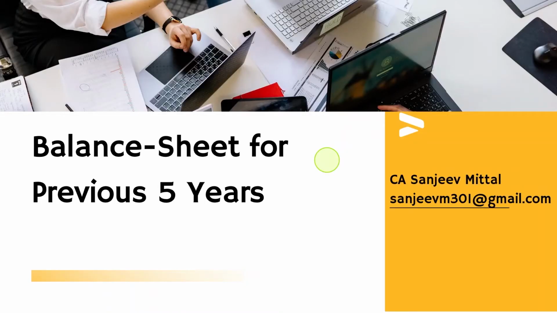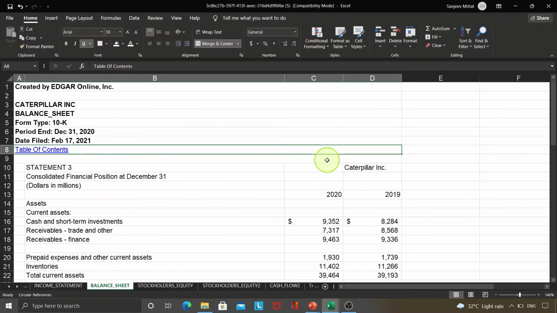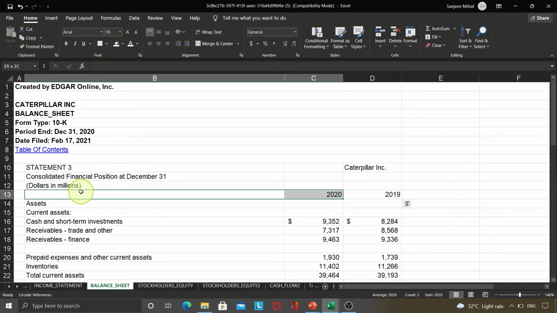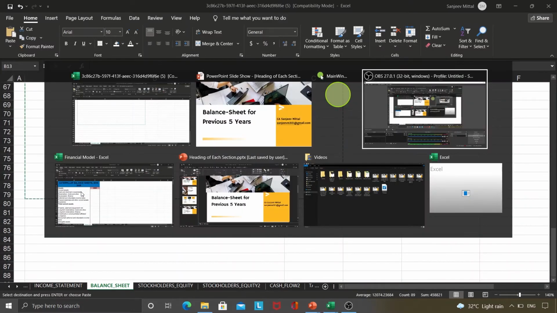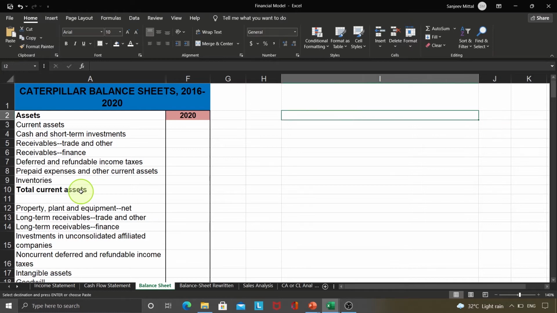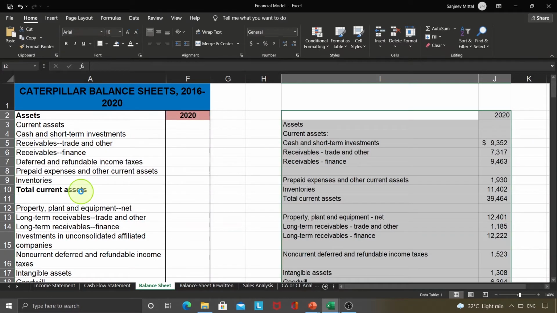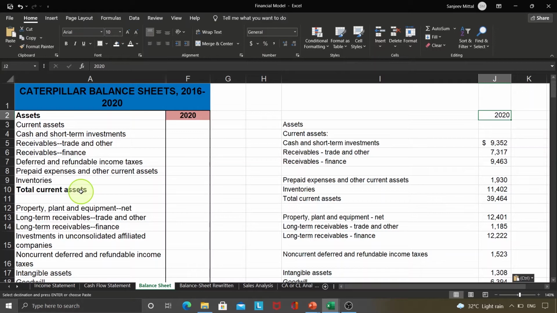I welcome you all. Let's try to find out the balance sheet for the previous 5 years for Caterpillar Incorporation Company. For that purpose, we shall again go to our annual report for the year 2020. Inside that annual report, there is a consolidated financial statement which is downloaded here, and I shall copy these details from the balance sheet and paste them into our financial model. Now, if you can see, these are the details. Now, let's fill the details in our financial model as per our requirement and convenience.